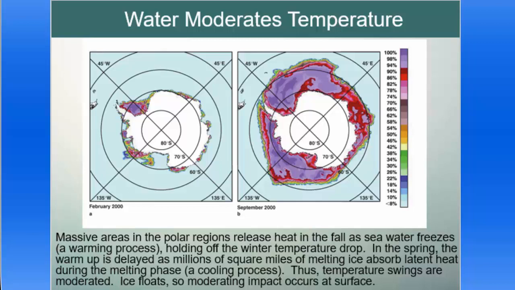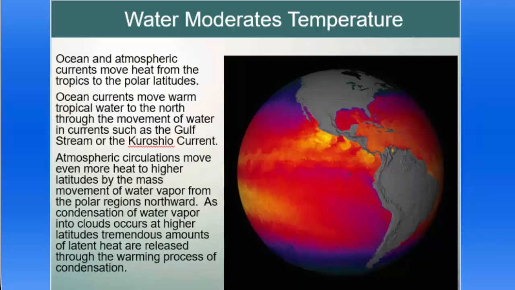And the opposite happens. When it gets very, very cold in the wintertime and ice begins to form, that formation of ice releases heat. And again, that serves to moderate temperatures on a global scale. And we can see how currents do the same thing. Ocean currents and atmospheric currents move heat from the tropics to the polar latitudes. Ocean currents move warm tropical water north, like the Gulf Stream.